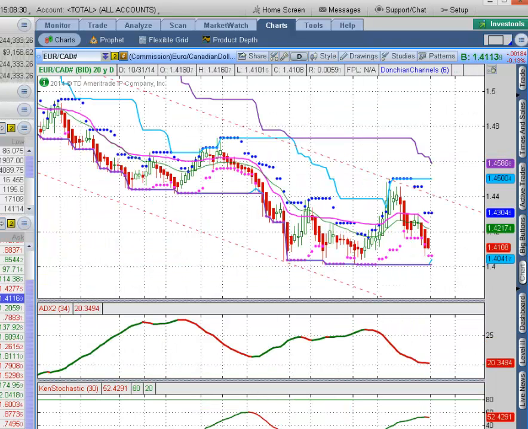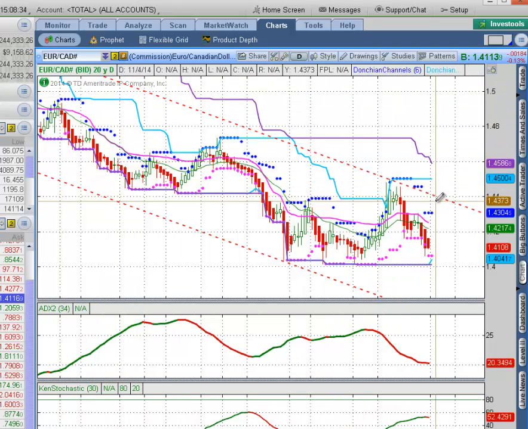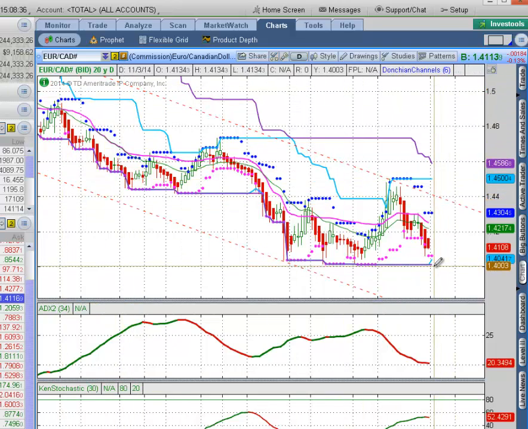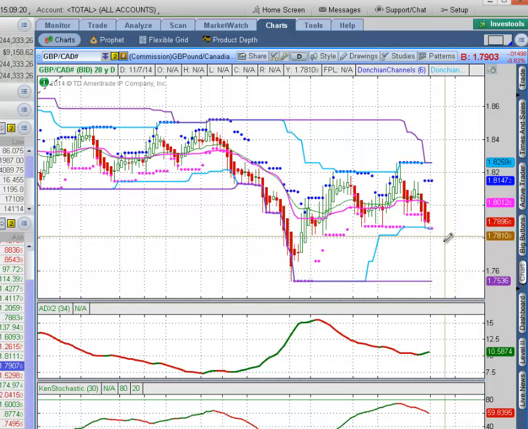Here's the Euro Canadian dollar. Price is in a long-term downtrend channel and at the present time is approaching the 55-day Donchian channel. Fifth is the pound Canadian dollar. At the present time, we're seeing some sideways movement.